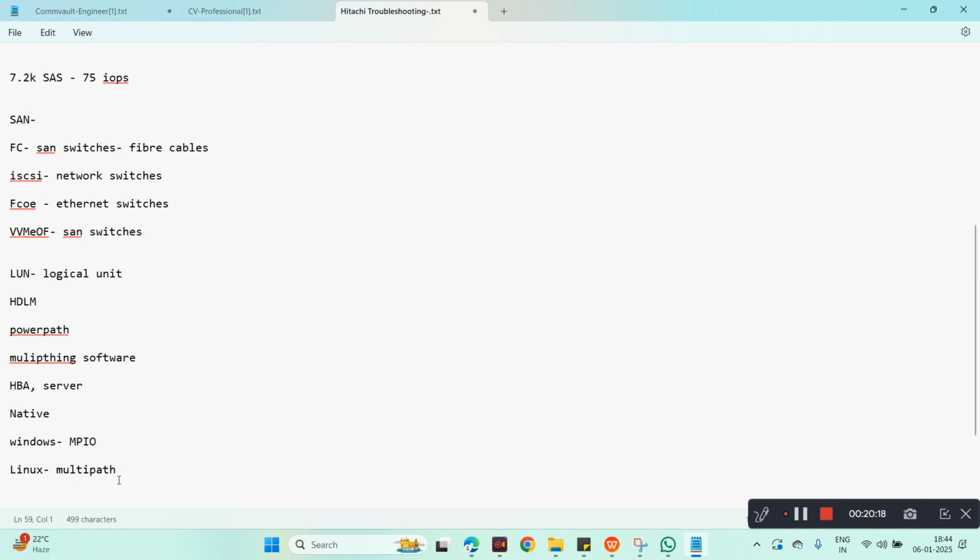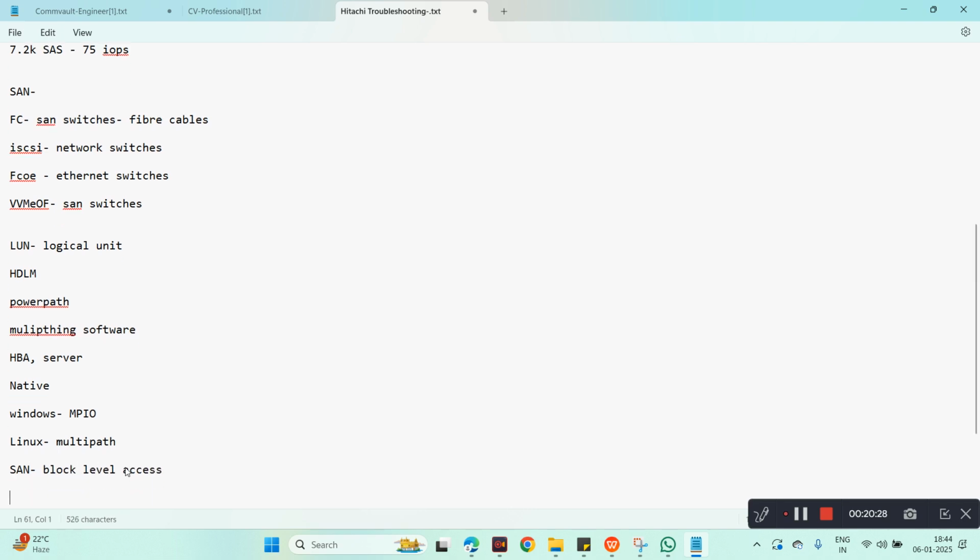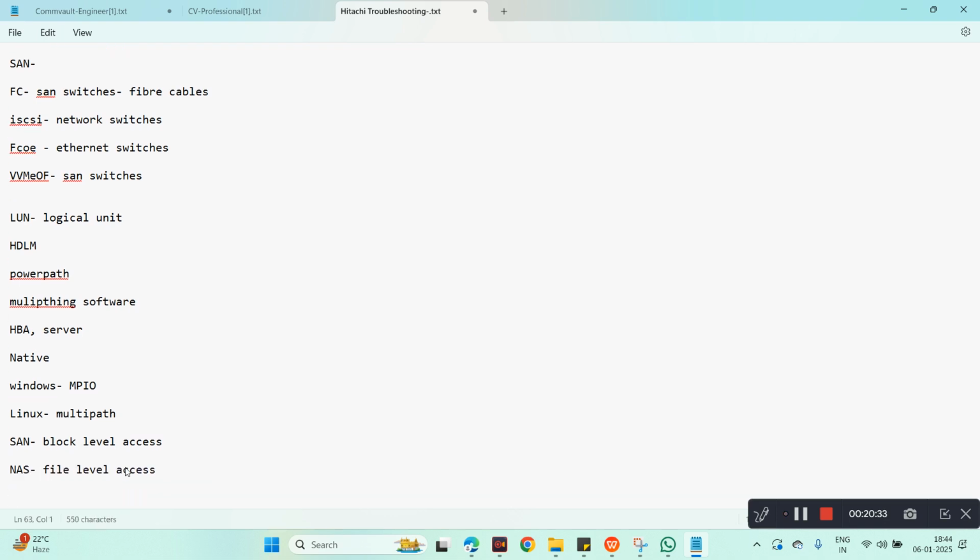And always make sure what SAN is. SAN is block level access, and NAS is file level access, okay? Whenever you are using SAN, you are allocated external storage to your server. The server will access the external storage without being able to differentiate whether it's a local disk or external storage. That's how good SAN is.